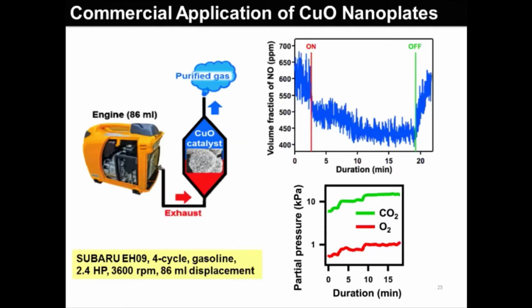Here, as per the graph, the y-axis gives the volume fraction of nitrous oxide absorbed in ppm versus the duration. In 15 minutes, it is able to absorb nearly 300 ppm of the nitrous oxide. So it was done using an 86 ml diesel gasoline engine with 2.4 horsepower at a revolution of 3,600.